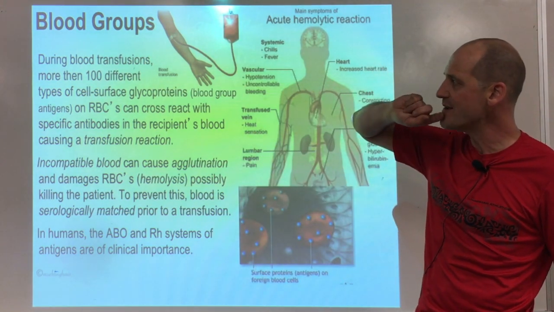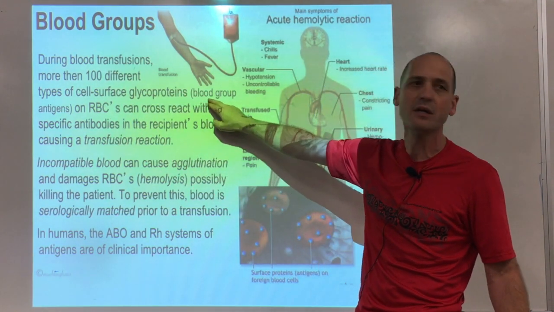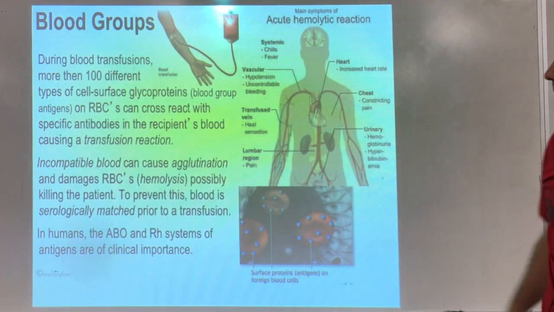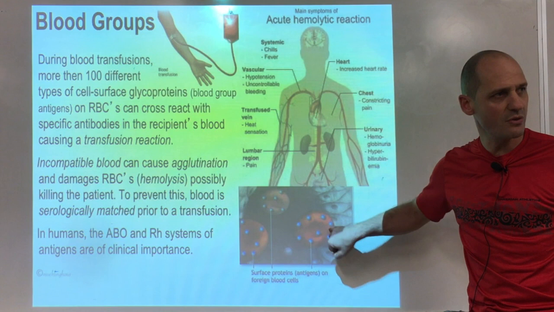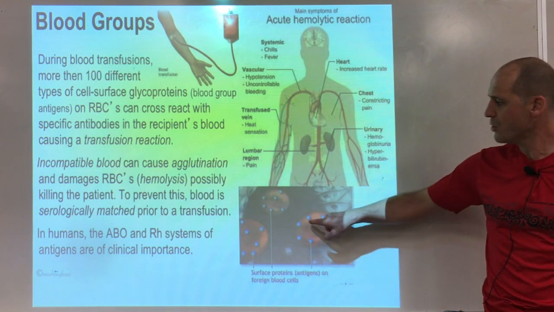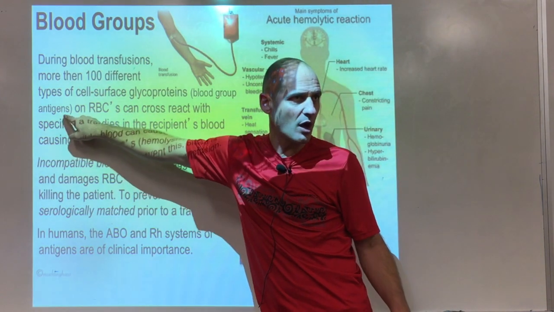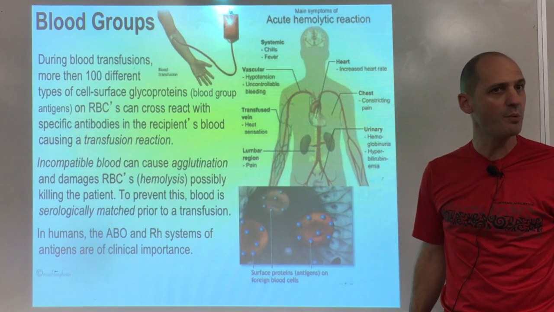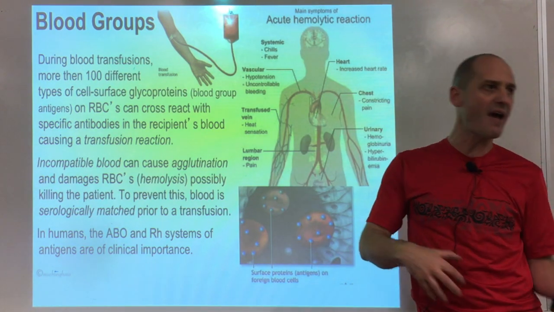Blood groups. So when we do transfusion of blood, we have more than 100 different types of cell surface glycoproteins. So that's an antigen thing. On the surface of our cells, we have little indicators that tell this red blood cell belongs to me. If I give you this red blood cell, your red blood cells might not have these antigens. We call them antigens, these little self-identifying markers on the red blood cell. And your body is going to react to it because it's got antibodies against it. So when you think of antigen, you think of antibody.